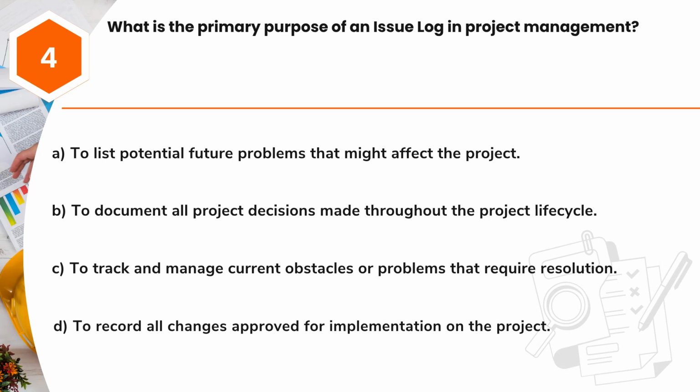Question 4. What is the primary purpose of an issue log in project management? A. To list potential future problems that might affect the project. B. To document all project decisions made throughout the project lifecycle. C. To track and manage current obstacles or problems that require resolution. D. To record all changes approved for implementation on the project.